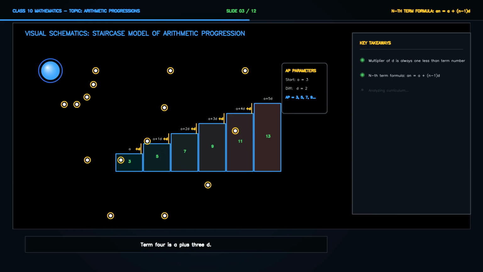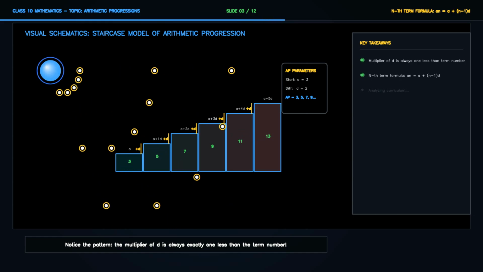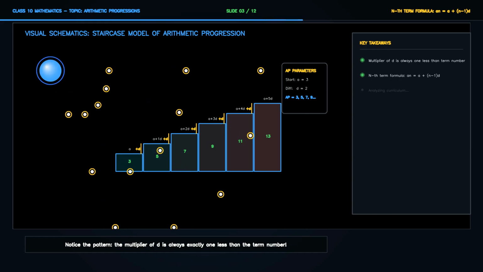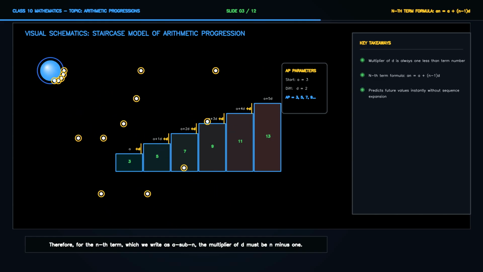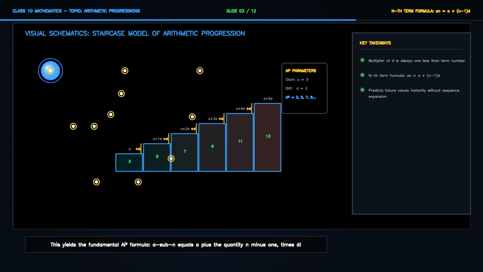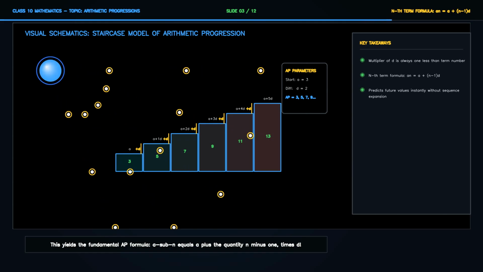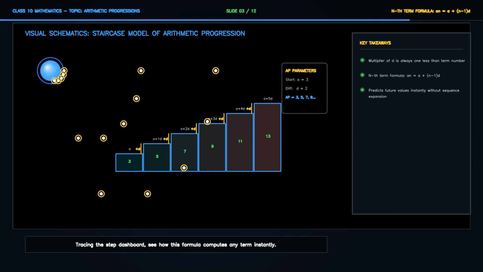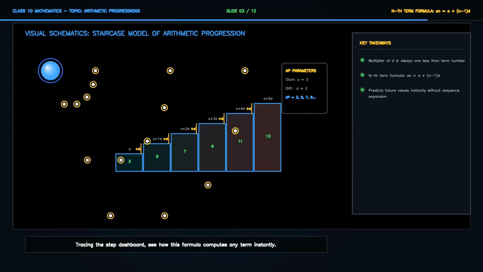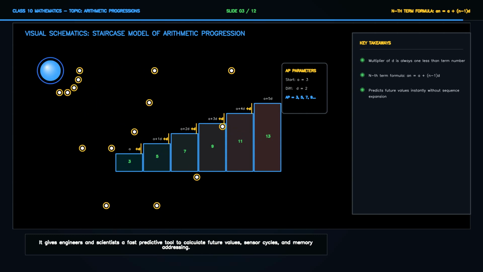Therefore, for the nth term, which we write as a sub n, the multiplier of d must be n minus 1. This yields the fundamental AP formula: a sub n equals a plus the quantity n minus 1 times d. Tracing the step dashboard, see how this formula computes any term instantly. It gives engineers and scientists a fast predictive tool to calculate future values, sensor cycles, and memory addressing.